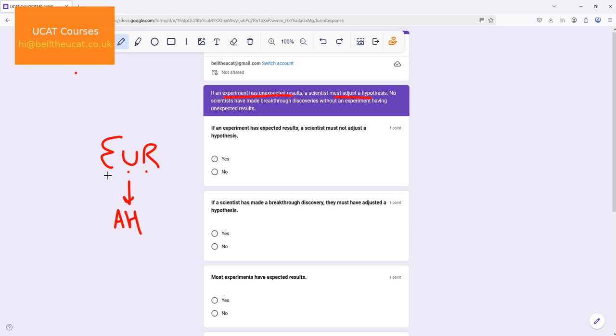Whatever the condition is, the condition comes first, followed by the outcome. The condition was experiment with unexpected results. If that condition is met, what happens? The outcome is you have to adjust the hypothesis.